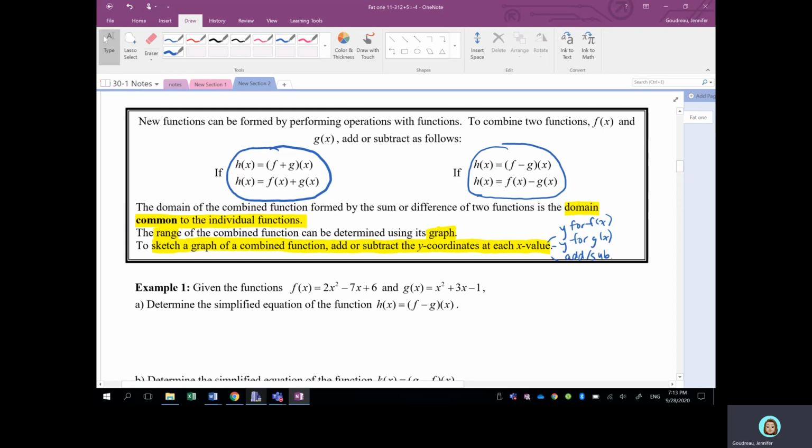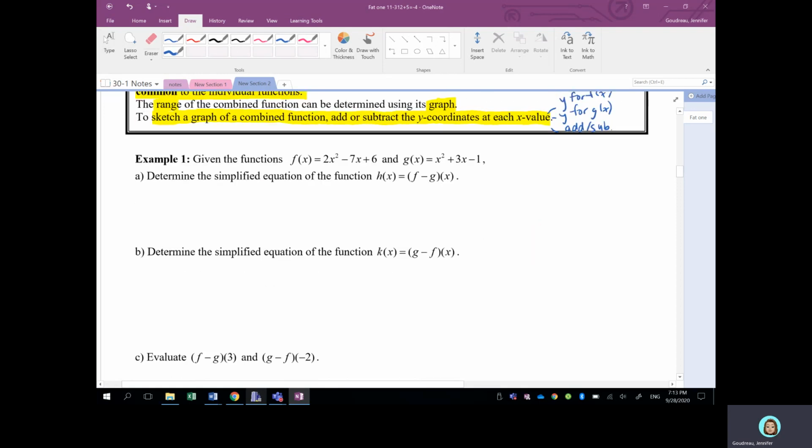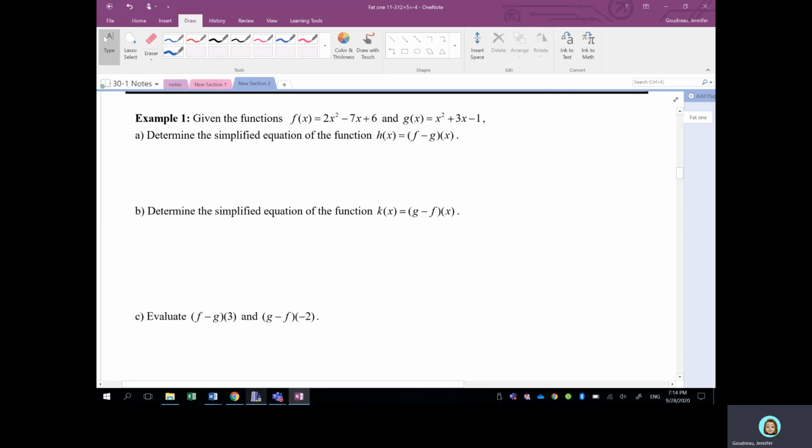Let's go ahead and try some examples. In example 1, we are not given the graph of two functions, but the equation of two functions. Given f at x is equal to 2x squared minus 7x plus 6, and g at x is equal to x squared plus 3x minus 1, determine the simplified equation of the function f minus g at x. Let's remember that f minus g at x means the same as f at x minus g at x.